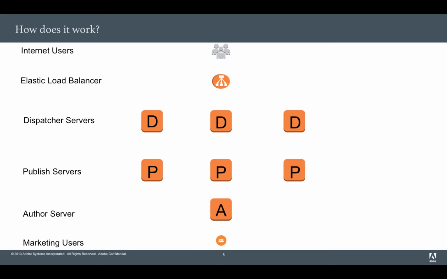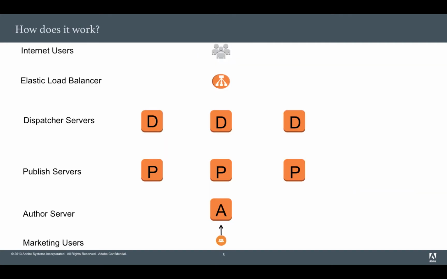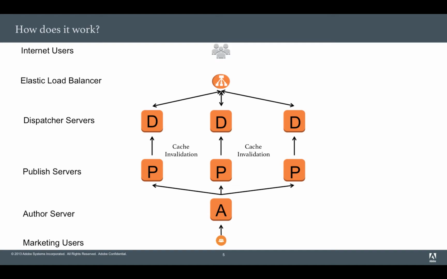Okay, let's see how it works. The marketing users access the author server to create all their content. When the content is ready, they activate the content to the publish servers. The publish servers receive the content, and once they save it on their disk, they trigger further events which flush the dispatchers to invalidate their cache. So the author to the publish and publish to dispatcher connectivity happens via replication agents, and replication agents run on HTTP. As we know, the Elastic Load Balancers are routing traffic to the dispatchers.